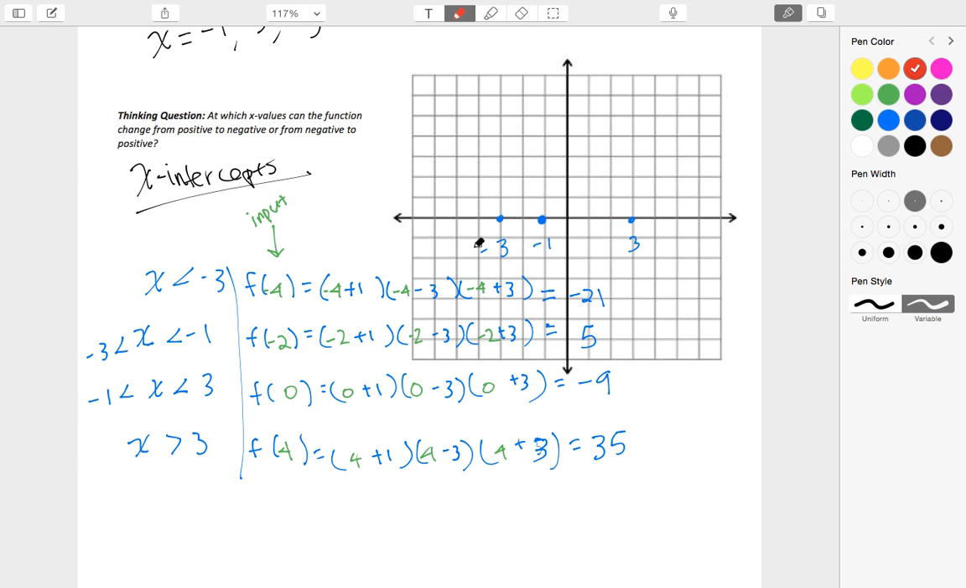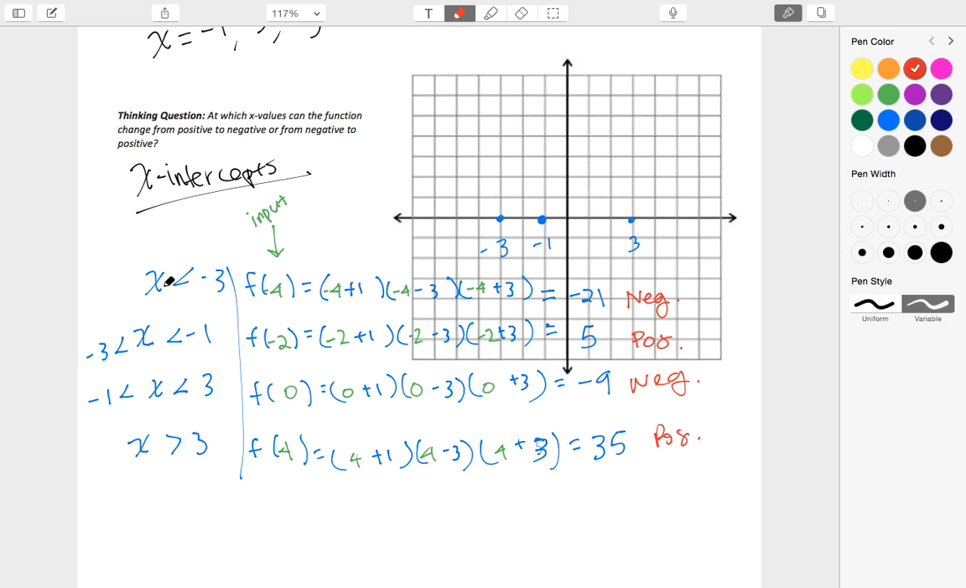Now, the numbers aren't necessarily what's important here. What is important is the sign. So we get a -21. So we're going to take note of that. It's negative. We have a +5, and then we have a -9, and then we have a +35. These signs are the ones that will determine whether or not we're going to draw or sketch our polynomial above the x-axis or below. Okay, so it starts at a negative.